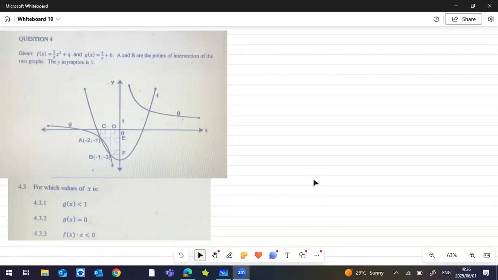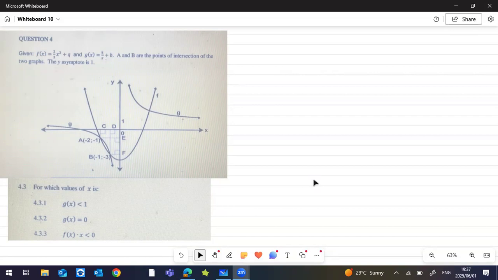Now, when you look at A, that's where the hyperbola and parabola intersect. That's where your graphs are equal. Then we have the y asymptote, which is 1. Now, look at question 4.3.1. They want to know for which values of x. 4.3.1 is g of x less than 1.